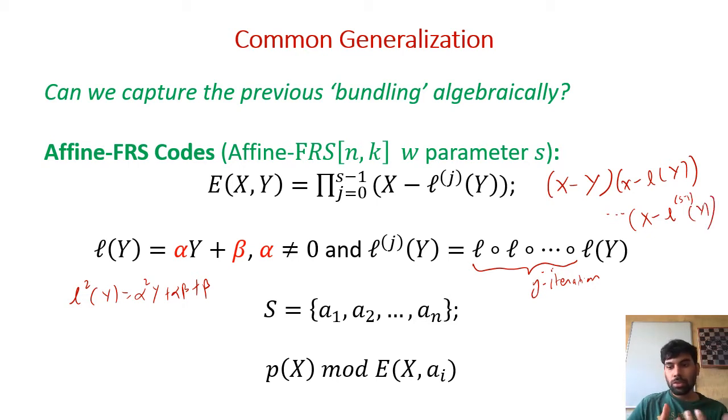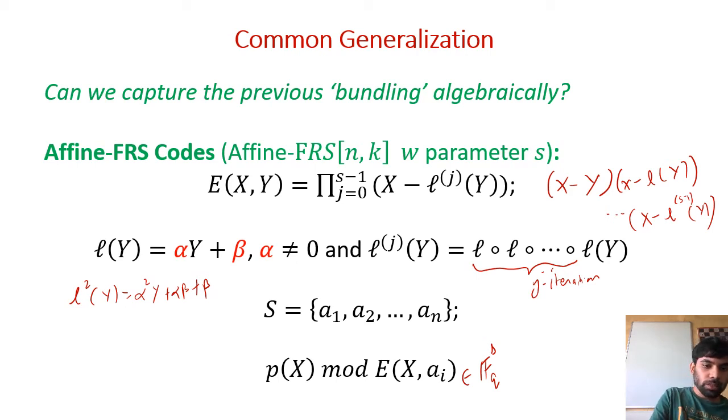And the set of evaluation points is again a1 to an, chosen appropriately so that these exy's are relatively prime. And you just, as usual, give the remainder of p(x) mod e_x(a_i). So again this remainder will be a degree s minus 1 polynomial, and hence it will reside in Fq^s. So let's look at how these codes are able to capture the codes we just studied.